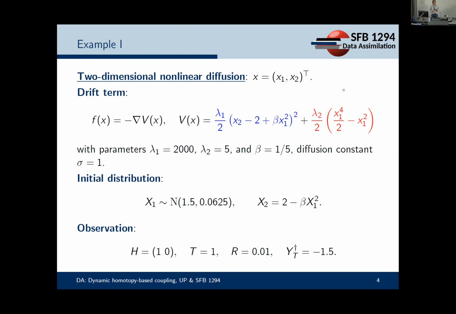The blue part is a confining type, where the dynamics in 2D is confined more or less to a parabola. And so that makes the thing nonlinear.